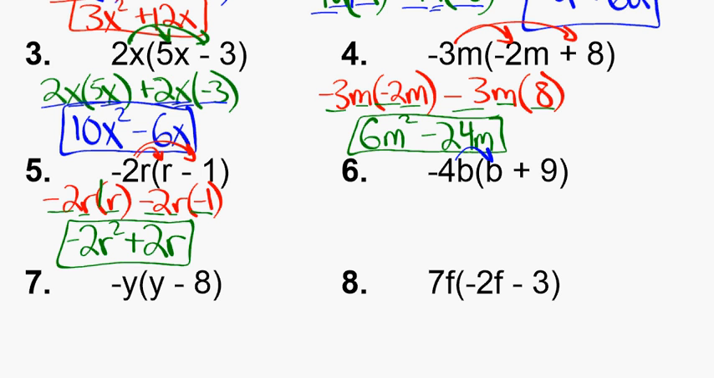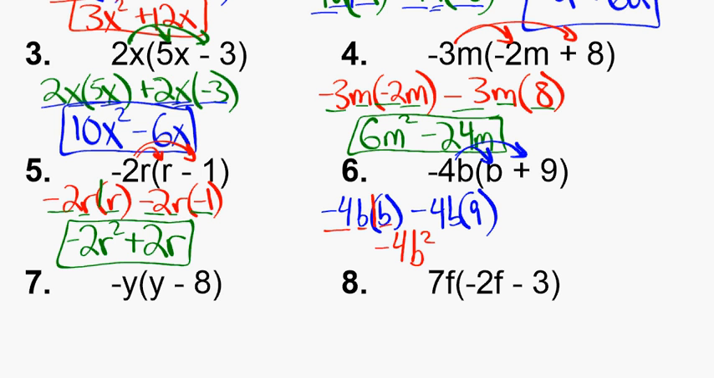Next, we have negative 4b times b and negative 4b times 9. So negative 4 times 1b, that negative 4 does not change. B times b becomes b squared. Negative 4 times 9 is a negative 36, and don't forget your b.